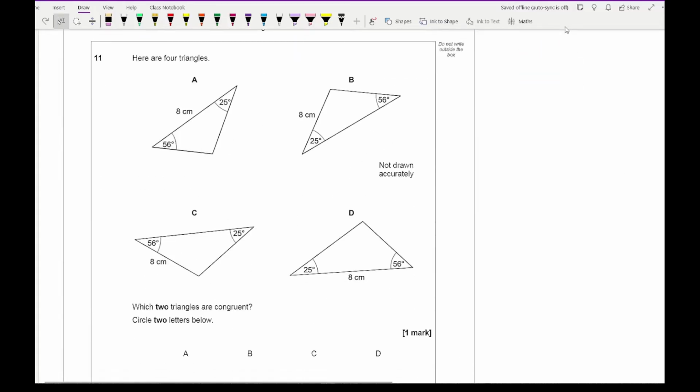Next, question 11, it says here are 4 triangles. Which 2 triangles are congruent? So here the chances are going to be A and D. And the reason for that is if I look at where the 8 centimeters is, the 8 centimeters on D is on the line that connects the 2 angles together. And likewise, the 8 centimeters on A also connects the 2 angles labeled as well.